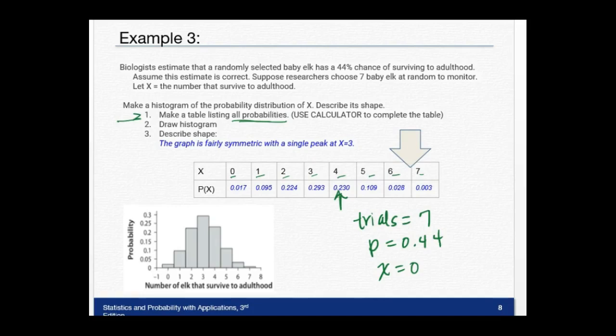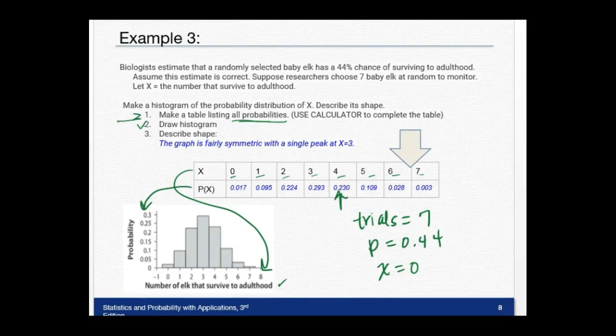Remember that the top row, that's what goes on the x-axis. The probabilities go down the y-axis. Make sure you label and draw the bars to their relative frequencies, the probabilities that they correspond to, okay? Then that's part 2. Part 3 says to describe a shape, okay? So it doesn't have to be a huge paragraph. You're just going to tell me, you know, this graph is fairly symmetric with a single peak at x equals 3. That's all you'd have to tell me to describe your histogram.